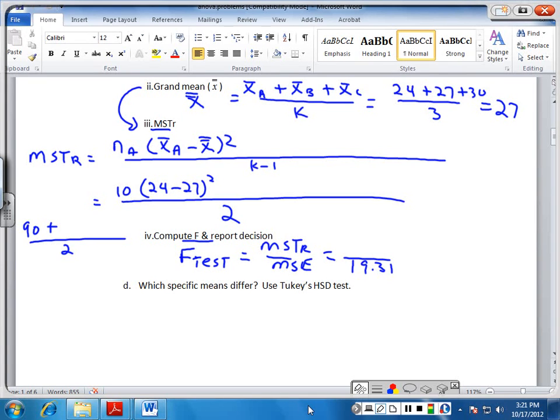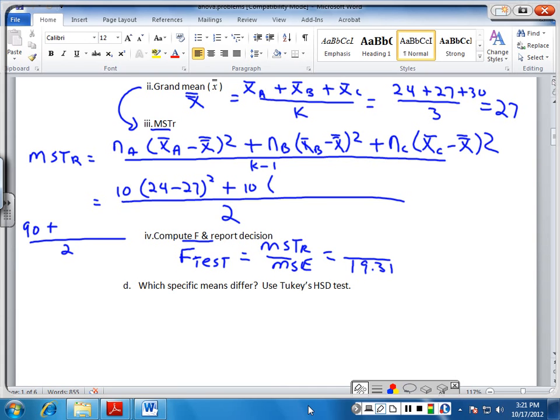And I'll just go ahead and write that over here. So continuing up above here, we did it for group A. Now we're going to do the same thing for group B, and for group C. So for group B, the sample size was 10. And in this class, we're going to have equal sample sizes in all of the problems.